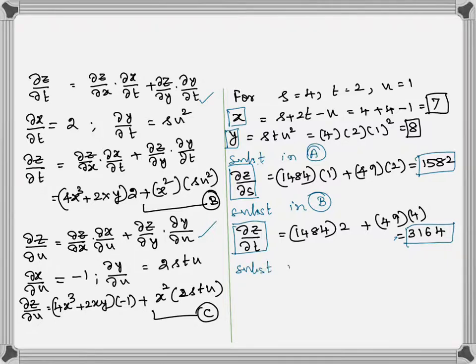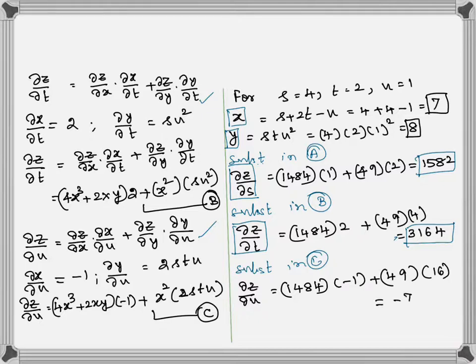Now substituting all of this into C, we get partial derivative of z with respect to u is 1484 times negative 1 plus 49 times 16, that becomes negative 700. So we have got partial derivative of z with respect to s, partial derivative of z with respect to t, and partial derivative of z with respect to u.